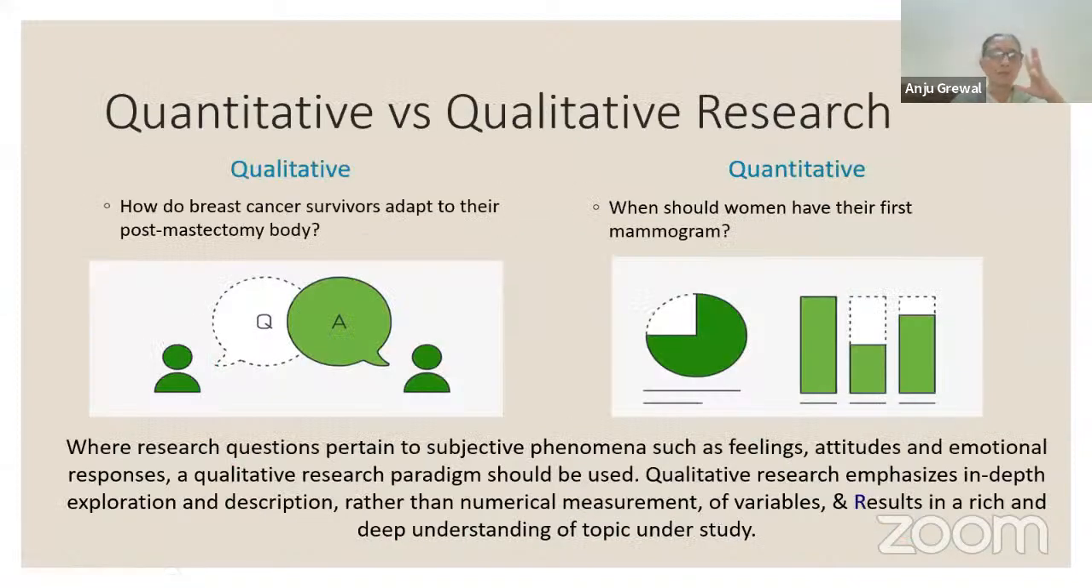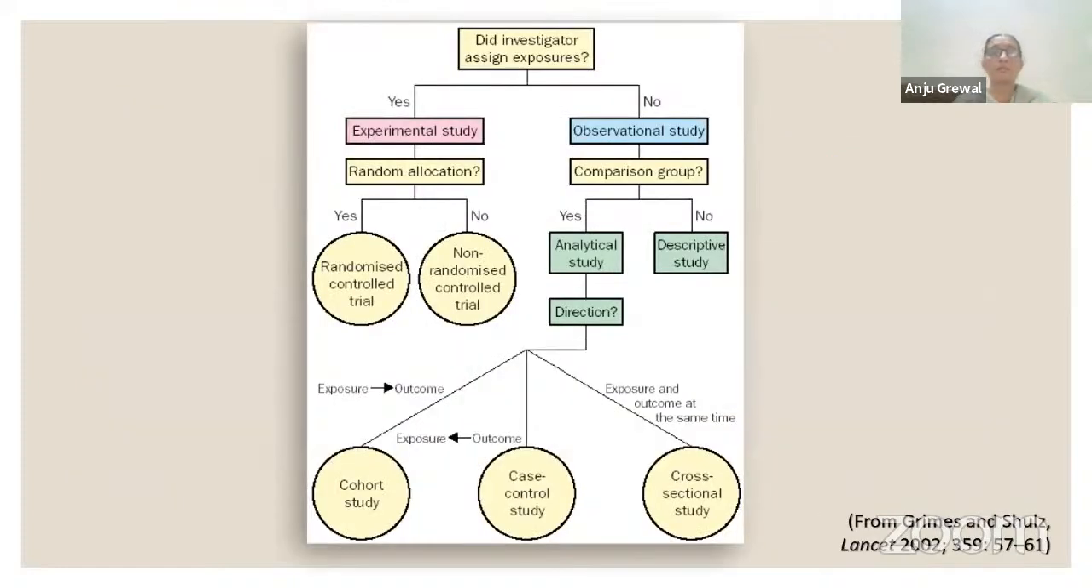So it's very important for us to understand, as I said before, what is a research question? What are we trying to find out? If you look at the qualitative part, it basically pertains to subjective phenomena, feelings, attitudes, emotional responses. And therefore, you need a qualitative research paradigm, right? And these are studies that will help us to understand that problem in depth, explore it, and describe it much better, the topic that is under study, before you actually embark on a quantitative design.